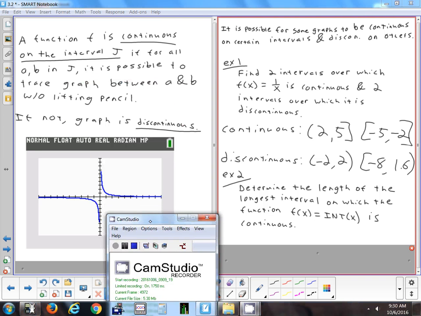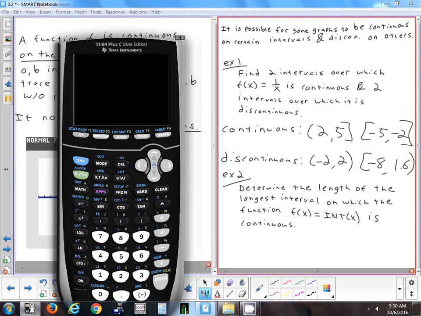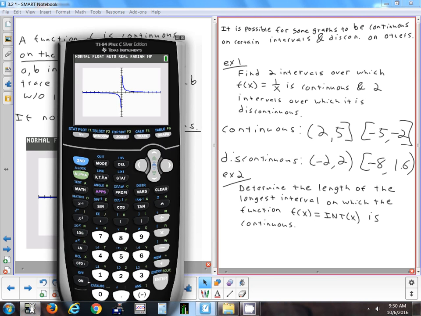All right, so the next function I want to look at was that step function, that one that looked like the integer function. So let's put that back in. And I want to find the longest interval in this function that is continuous. They are all the same length. So basically, I just want to know how long is that interval. If you need me to zoom in a little, I can. Can anybody tell how many units long it looks like each interval is?